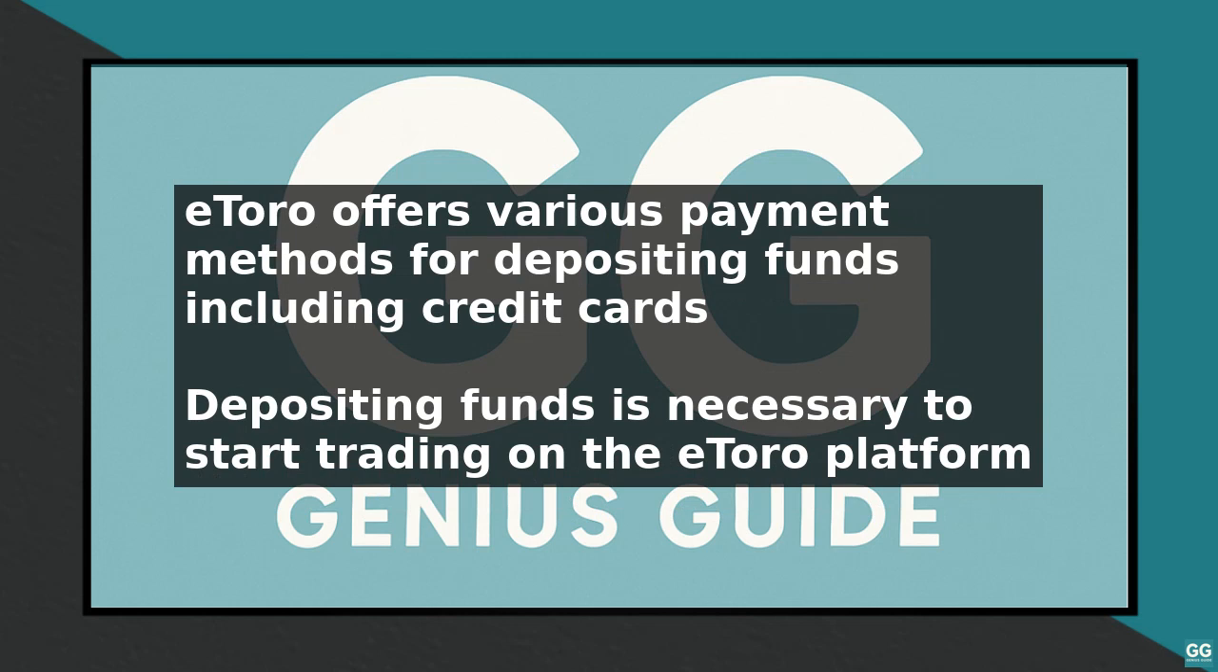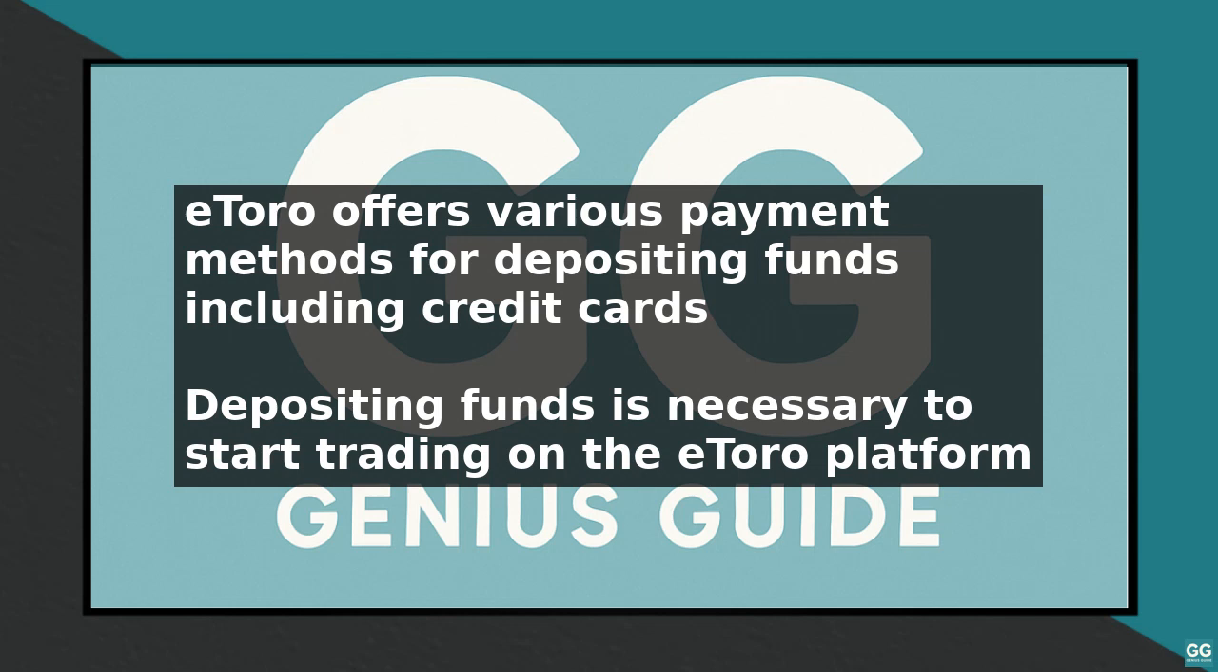Next, you need to understand the different types of cryptocurrency available on eToro, including Bitcoin, Ethereum, and other popular altcoins. You can browse the platform's catalog of available cryptocurrencies and learn more about each one, including its price history, market trends, and other relevant data.